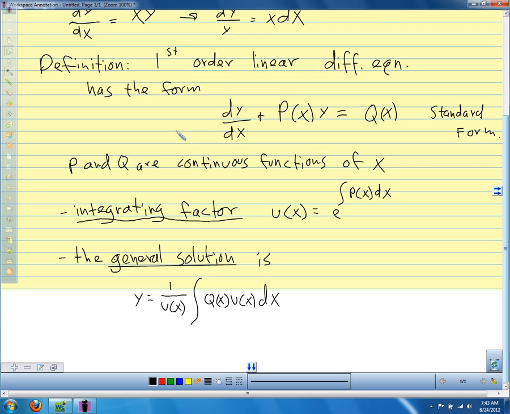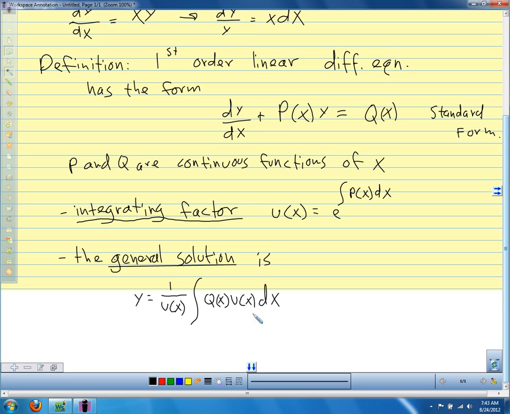Once we have a first order linear differential equation, we put it in standard form. We identify p, we identify q. We come up with our integrating factor, e to the integral of p of x dx, and our general solution takes this form. Now, I'm going to explain why this works in just a second. We'll do an example and I'll explain why it works.